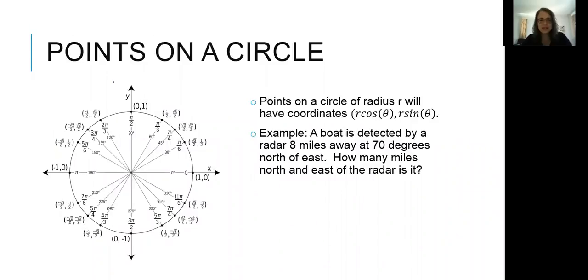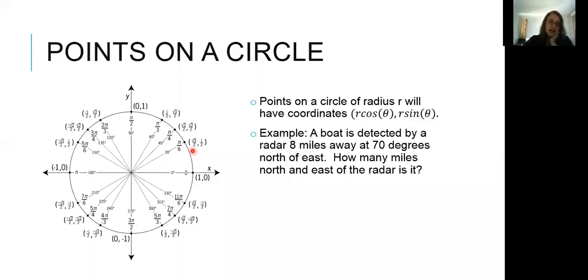Okay, so the points on a circle. These are the same familiar angles that we've talked about before. This is a very important graphic for you to wrap your brain around. Remember that all of the points on a circle will have coordinates of (r cosine theta, r sine theta). So the x-coordinate can always be found by taking r times the cosine of the angle that forms that point, and the y-coordinate is r times the sine of that angle.